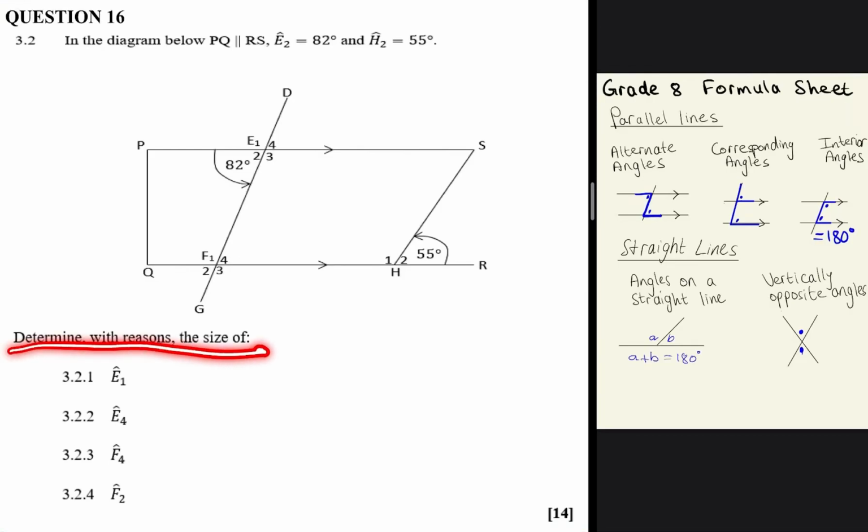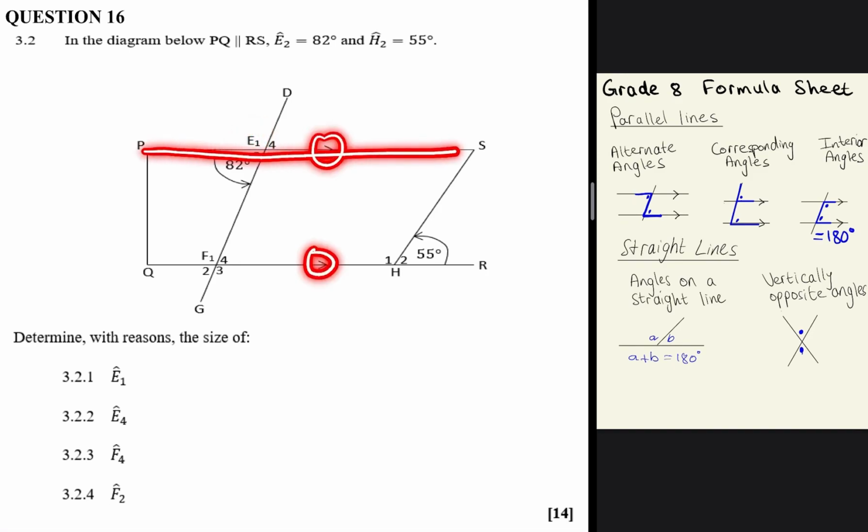Right, so they say determine with reasons the following sizes of these angles. So let's see, where's angle E1? There's angle E1, but just again, if you see the two arrows, like the previous questions, you know that line PS is parallel to line QR. That's what the two arrows represent, it indicates that the two lines are parallel to each other. Just keep that in mind for later.